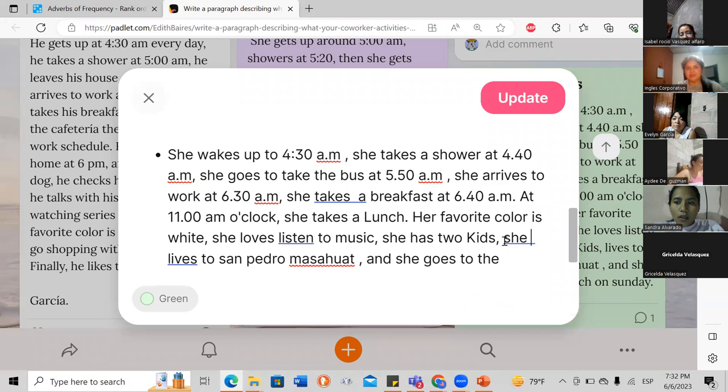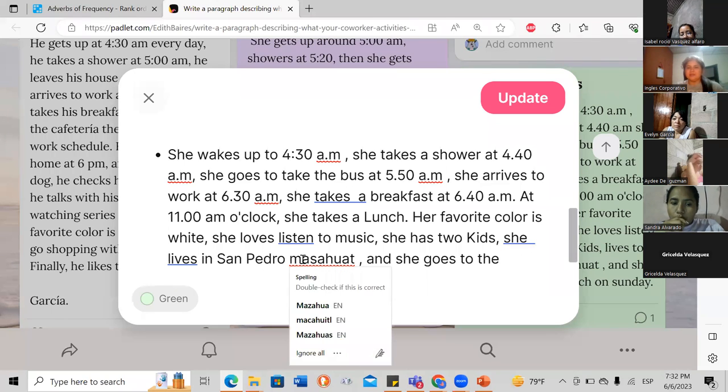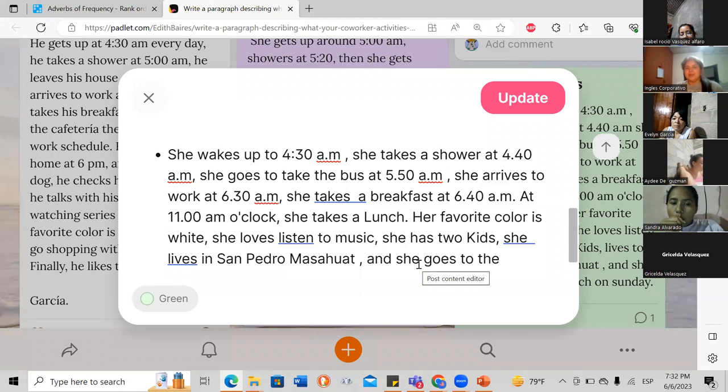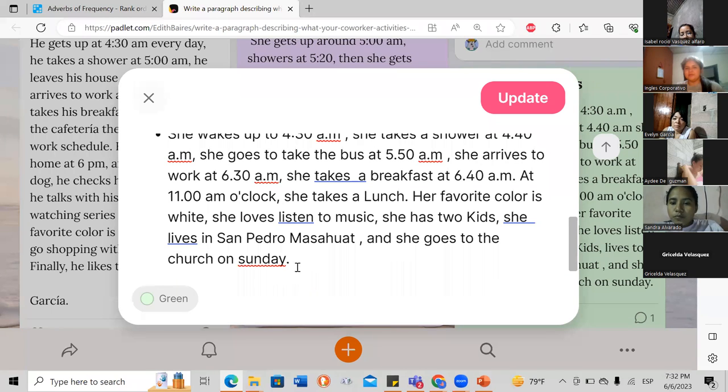She lives in San Pedro, Masagua. Los nombres de lugares siempre van a llevar capital letters. San Pedro Masagua. And she goes to church on Sundays. Okay. Very good. Robert? Okay. That was good. Thank you so much.